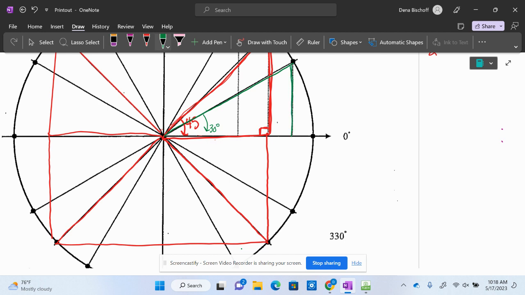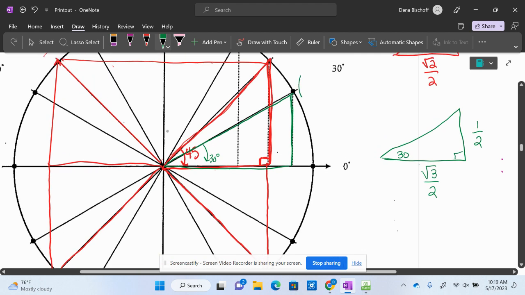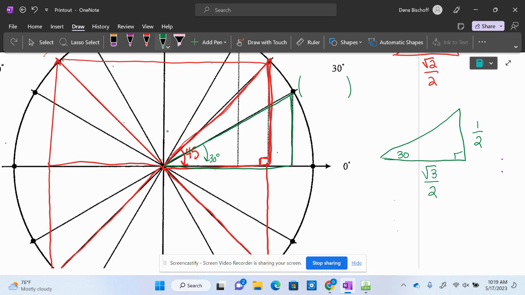So when I think about that, I'm going to maybe sketch this off to the side. So this is my 30 degree. Here's my right angle. This is my short leg. And I remember that my short leg is 1/2. And this side is my long leg. And I remember that my long leg is the square root of 3 over 2. So when I think about the x and y ordered pair for the 30-degree angle, I have x is my long leg, the square root of 3 over 2, and y is my short leg, 1/2.